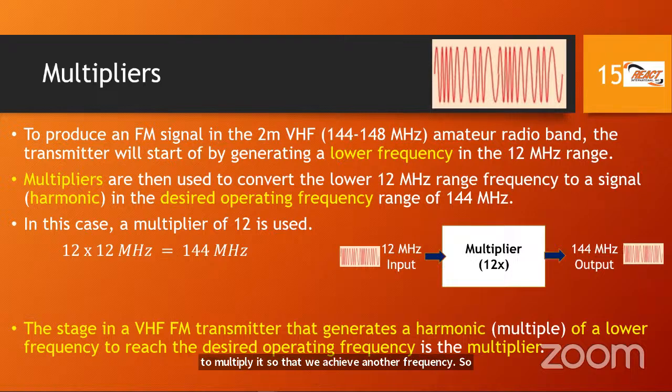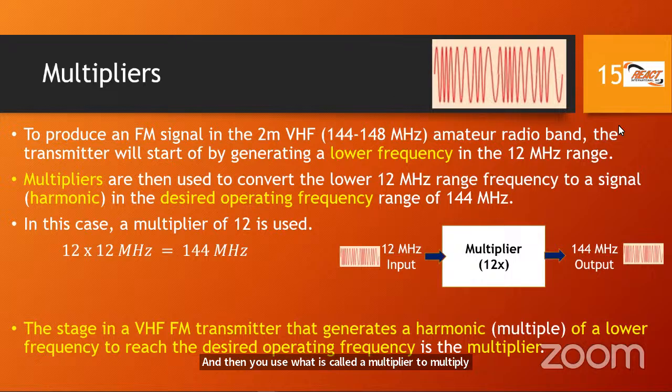So we want to get to 144 megahertz, somewhere in that vicinity, as a frequency to transmit. But sometimes you do not generate that 144 megahertz frequency directly. You generate a lower frequency first, and then you use what is called a multiplier to multiply it so that you achieve the frequency that you intend to.